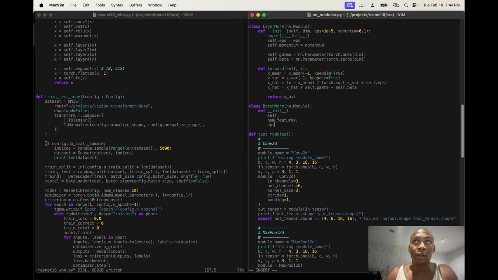EPS. This is a small numerical value you're going to add to the calculation of your estimator in order to prevent division by zero, or to prevent numerical instability from having numbers that are really, really close to zero, because that requires extremely high precision, which can lead to numerical instability.